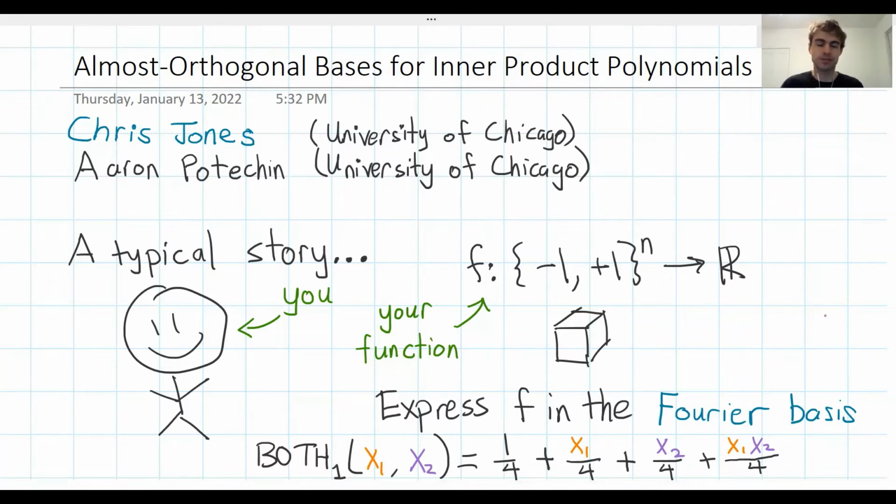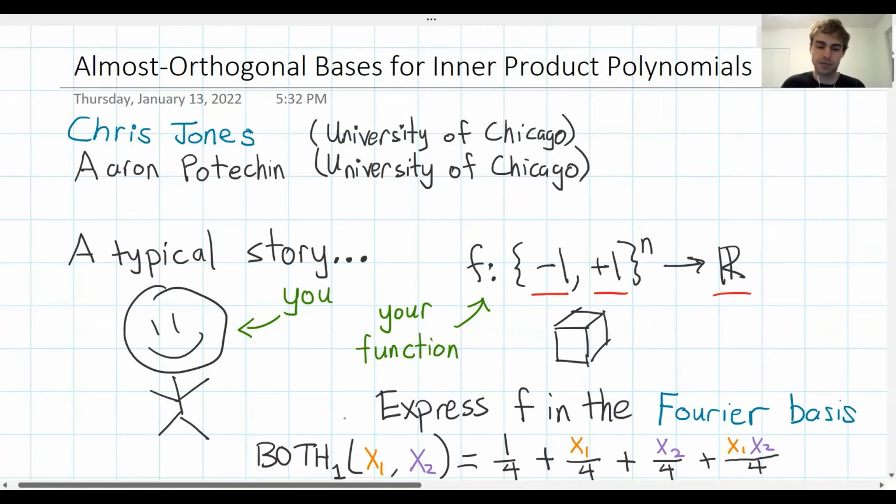So this is a typical story about you, an up-and-coming computer scientist, and your function f. You'd like to get to know f better. Well, one way you can get to know f better is by expressing f in the Fourier basis. So for example, if f is a function on the Boolean hypercube, say {-1, +1}^n, and it takes real values, then to express f in the Fourier basis, this just means writing it as a multilinear polynomial in the inputs.